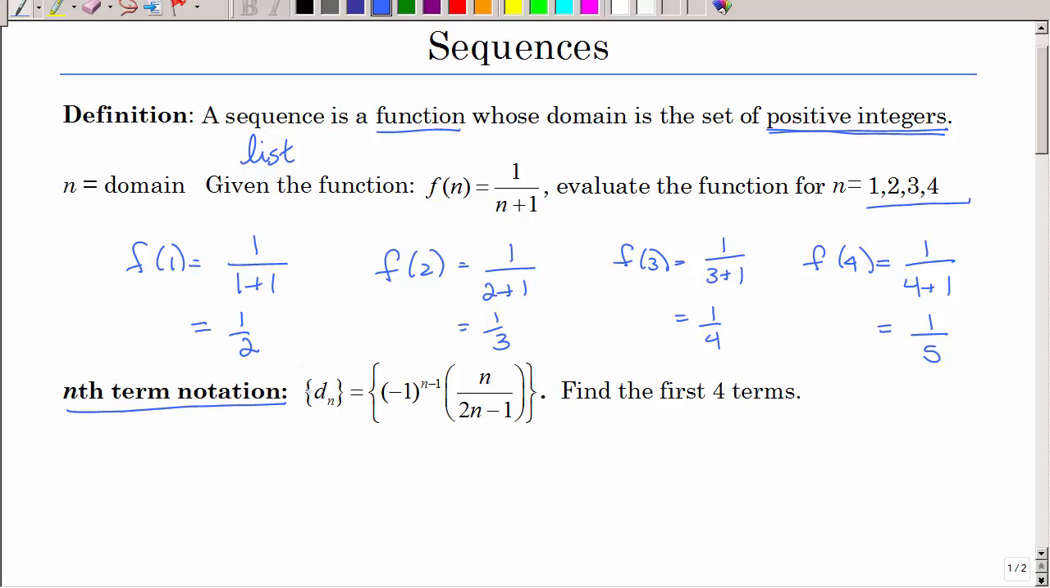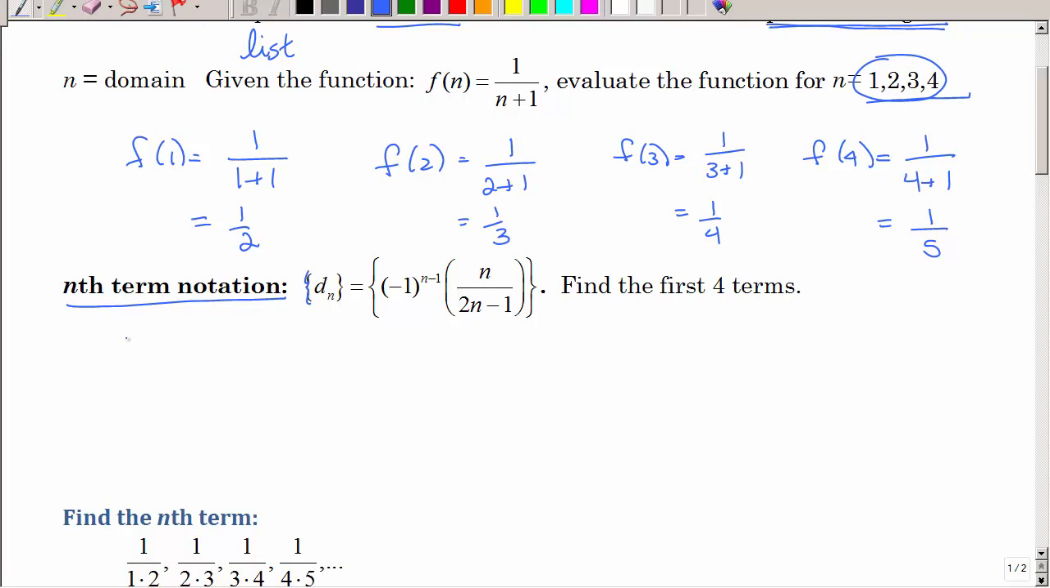Now let's look at some different notation called nth term notation. So we have a set, that's the braces, of d sub n, and it's defined as -1 to the n minus 1 times n over 2n minus 1. Find the first 4 terms. Well, remember, the first 4 terms, n is going to be 1, 2, 3, 4. If it's the first 5 terms, 1, 2, 3, 4, 5. It always starts with 1 and increases by 1. So let's just look at our formula.